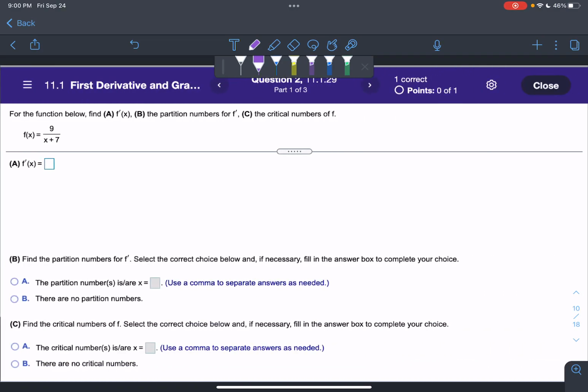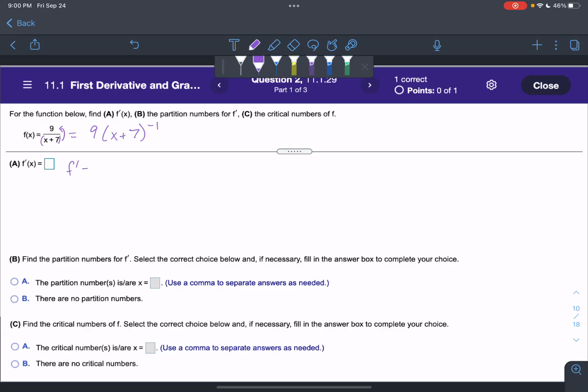So let's do the same thing here, right? I'm gonna rewrite f as 9 times x plus 7 to the minus 1 power. So bringing this quantity upstairs, right? And then just making the power negative. We're allowed to do that, and it'll just make taking the derivative a little easier.